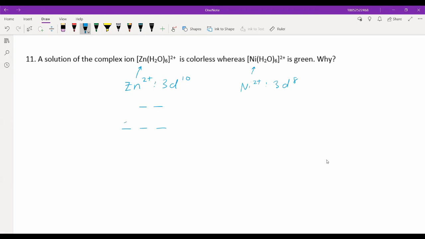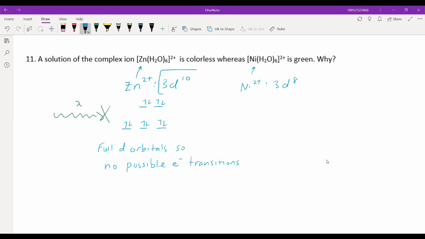Well, if you have 10 d electrons, then all your d orbitals are full. So therefore, if your light comes in, even if the photon has the right energy, it won't be absorbed because there's nowhere to put the energy to promote an electron. There's no possible electron transition. So basically, no light will be absorbed. So full d orbitals, so no possible electron transitions.